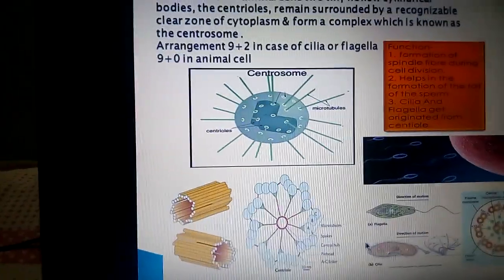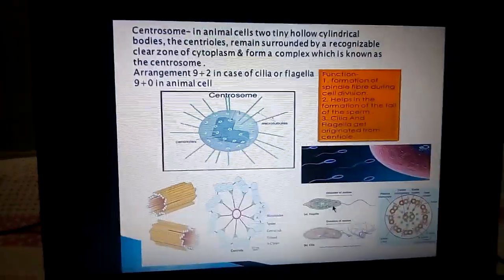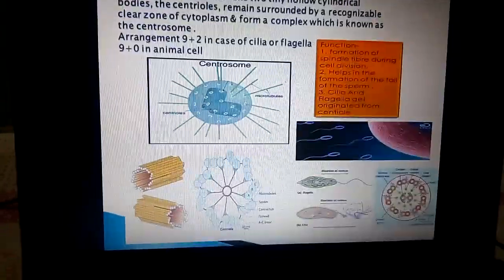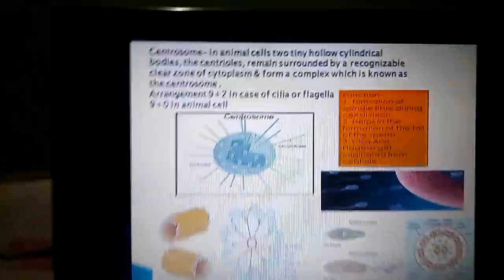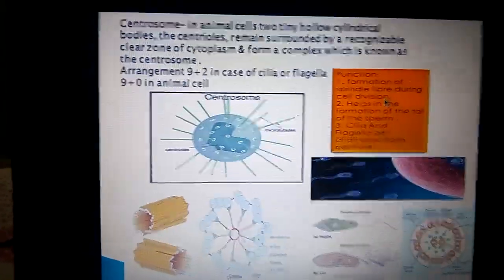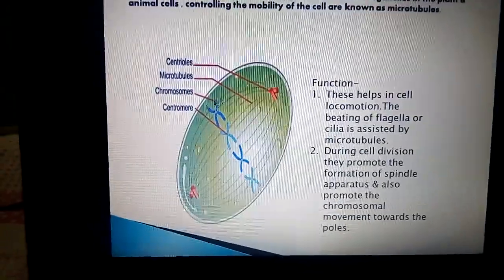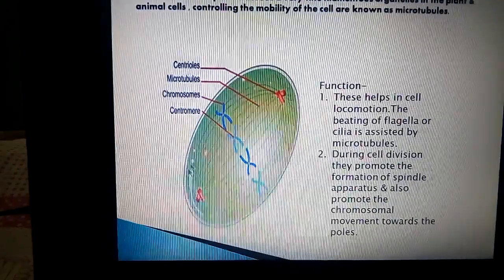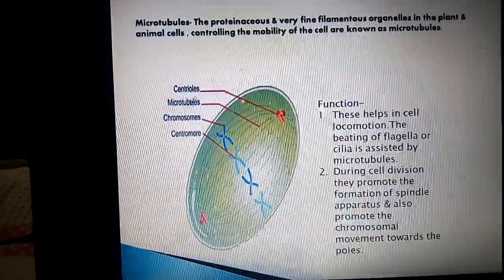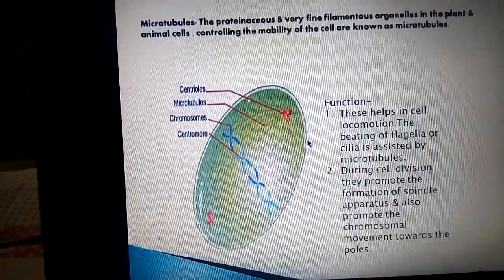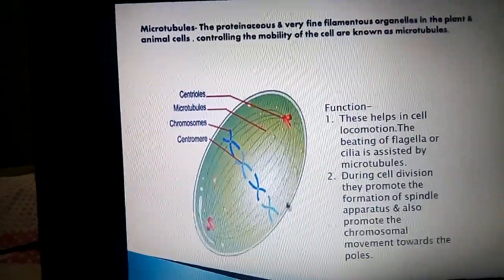Now let us come to know about the function of the centriole. First function of the centriole, very important: formation of spindle fiber during cell division. These are the positions of the microtubules inside the cell. This diagram shows the phase of cell division. Which phase? The phase of metaphase.